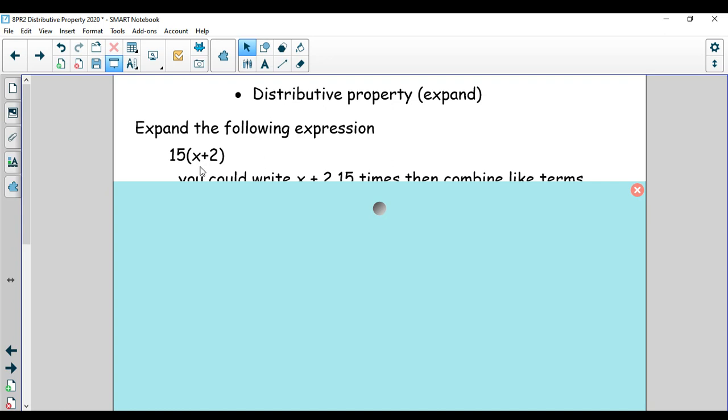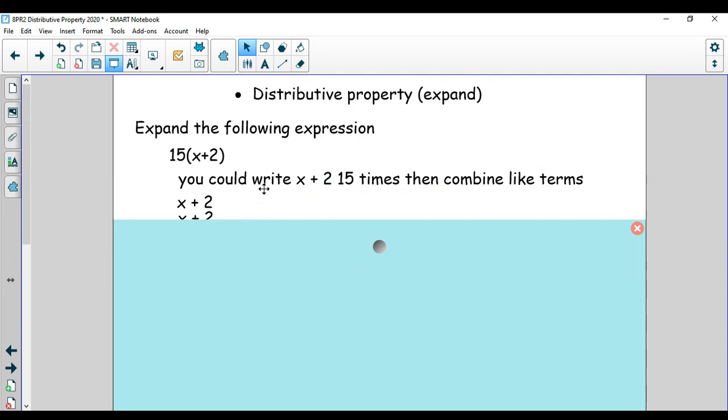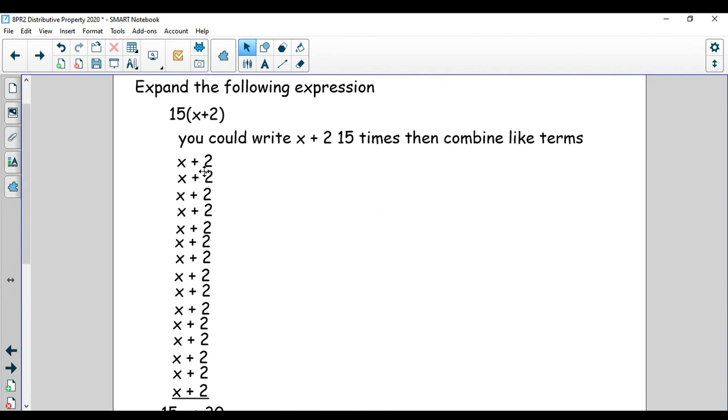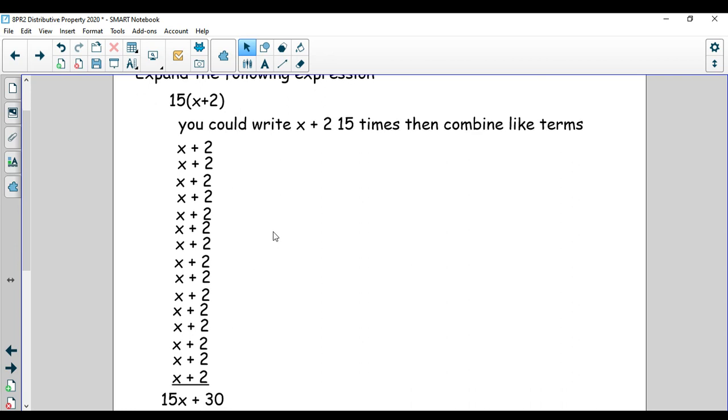Expand the following expression: 15 bracket x plus 2. Look at this. I say you could write x plus 2 15 times, then combine. Because that is what distributive property is saying. The 15 is saying we have 15 groups of x plus 2. Look what I did. I wrote it 15 times. Oh, imagine doing that all the time.